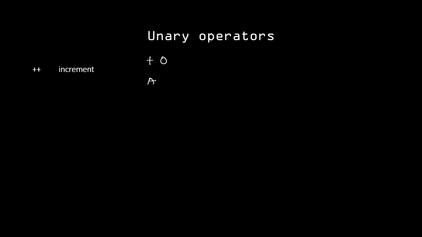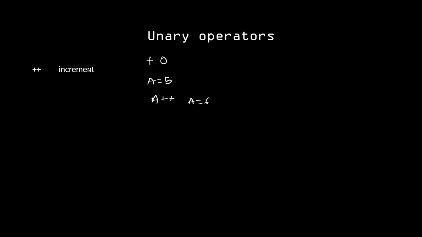So let me say if I have 5 inside our a, then if I want to increment this value by 1, I'm going to use a plus plus. So if I write this statement, now in the next step, our a value is going to be 6. So this is how we can increase the value of any variable by 1 using this increment operator. This is called a post increment.